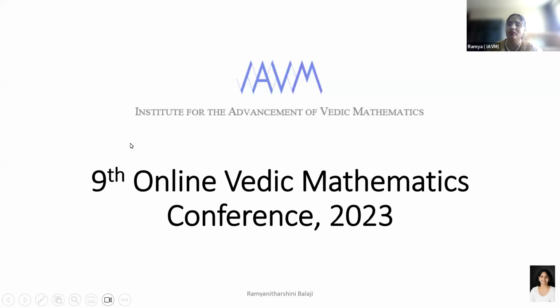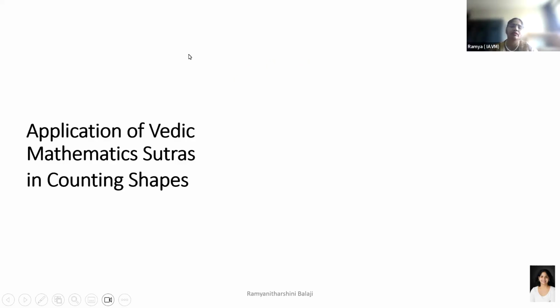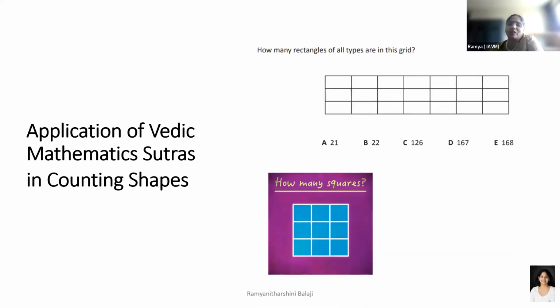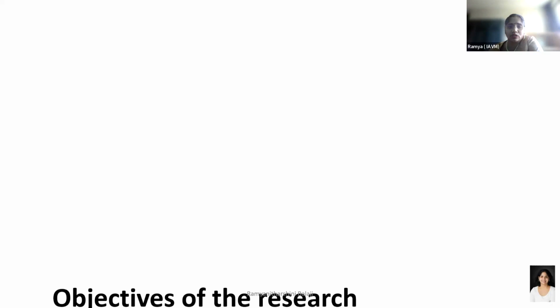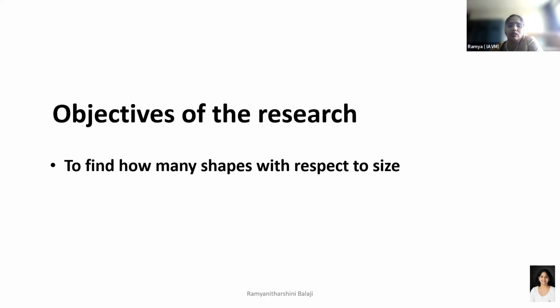So my topic for today is application of Vedic mathematics sutras in counting shapes. I'm sure you would have gone through a lot of questions in IAVM like this: how many rectangles of all types are in this grid. But in my paper, I'm just trying to decode the sutras and also how many shapes with respect to each size. That's what I'm going to talk about today.